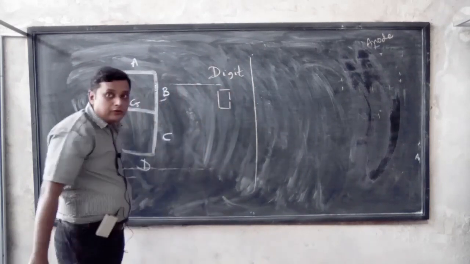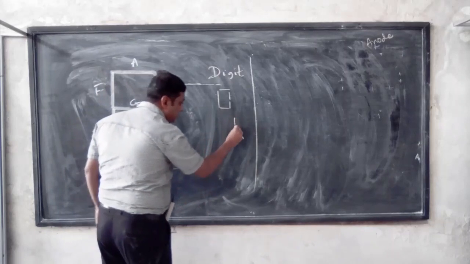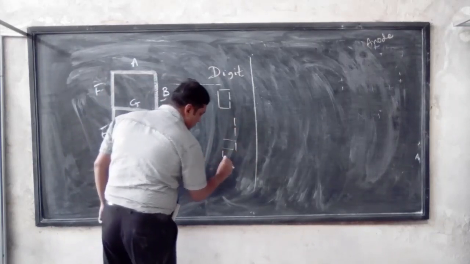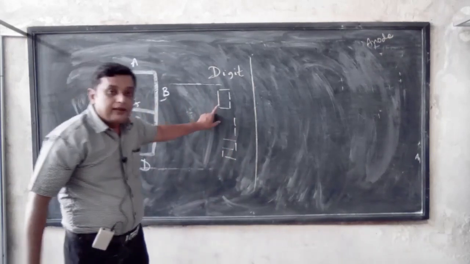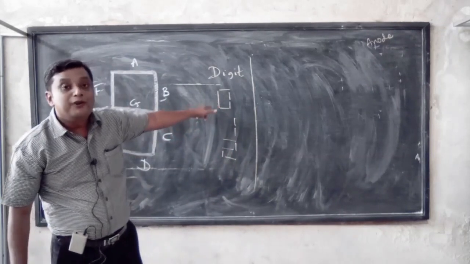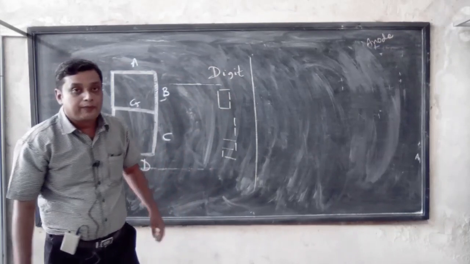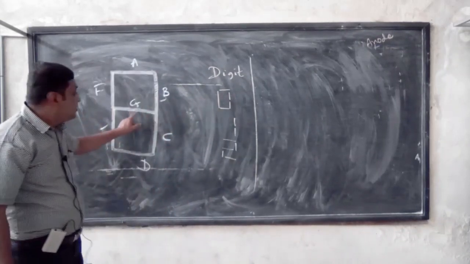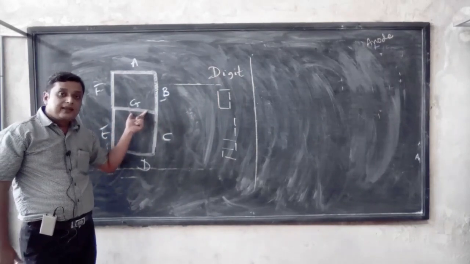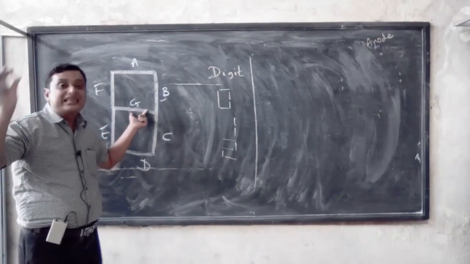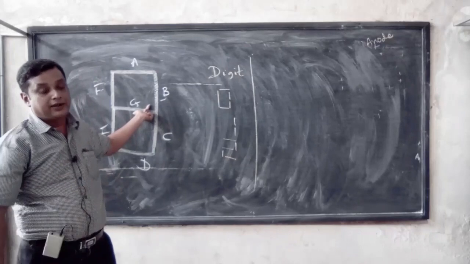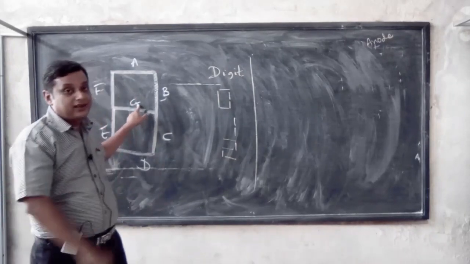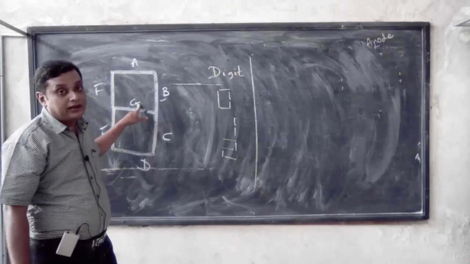This is 0, 1, 2. If I want to make a display which shows 0, then the G LED should be in an off state. So the G LED is not able to generate light energy, so it will be in an off state.